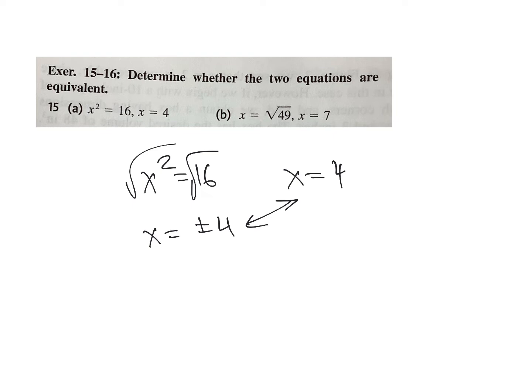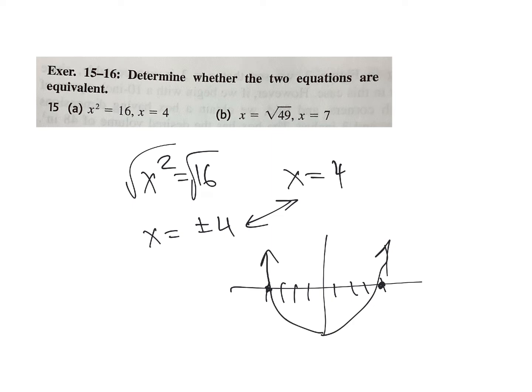Okay. The x squared equals 16 is a parabola that goes through the x-axis at positive or negative 4. Okay, it opens up and goes through here, right? So it goes something like that. x equals 4 is just this line right here, a vertical line. So it's only part of the problem.